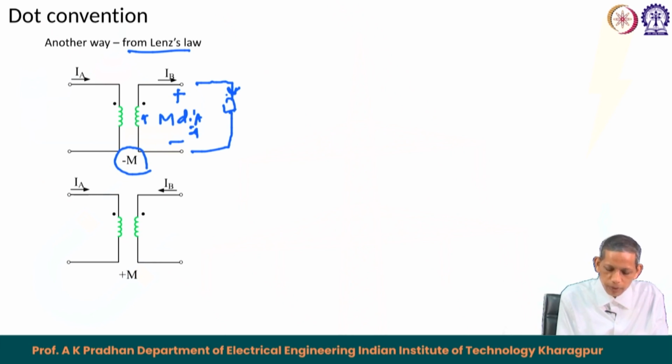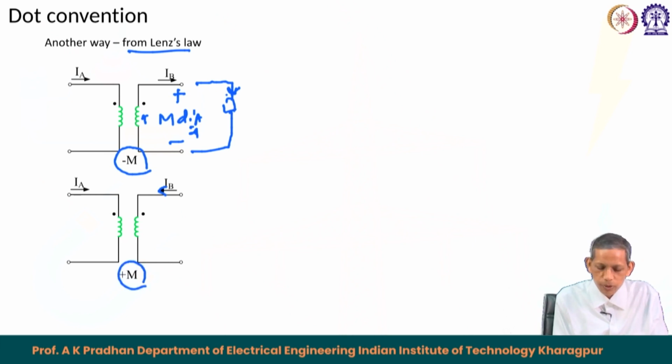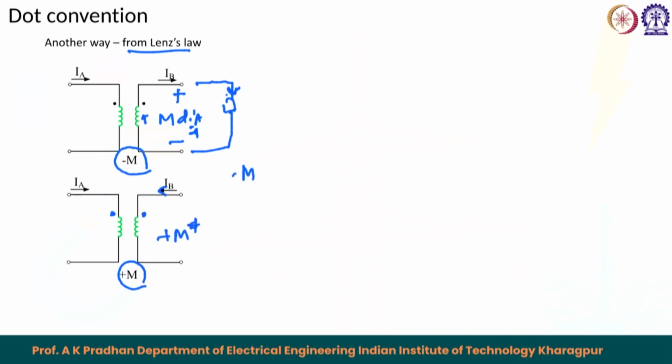However, if the current is entering the dotted terminal of the other coil, then the corresponding M becomes positive. So, this is from Lenz's law. We see that in general, if the currents are entering the dotted terminals, M is positive, otherwise M becomes negative. That is why the dot convention is used in coupled circuits, because the orientation inside the coil is not known outside the box.